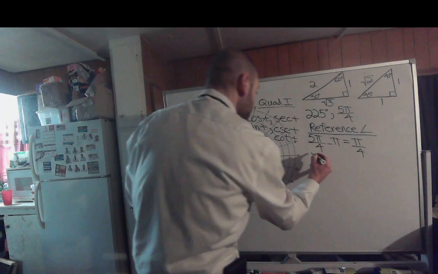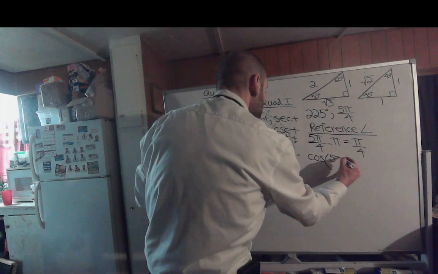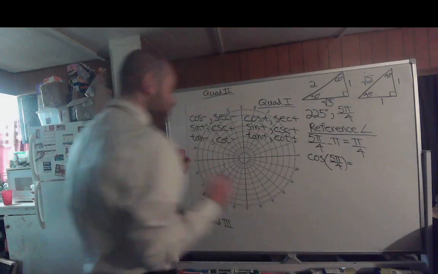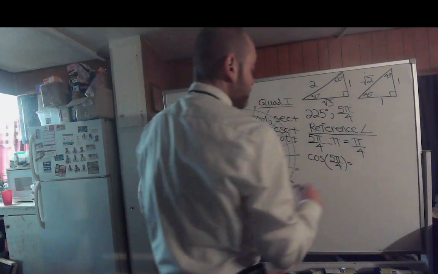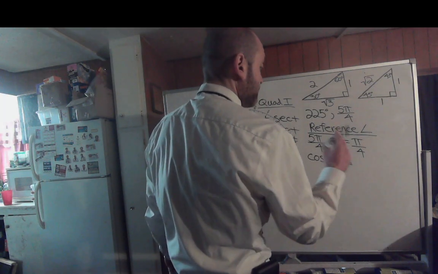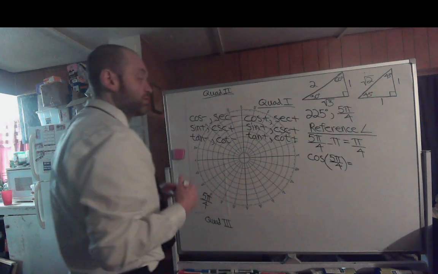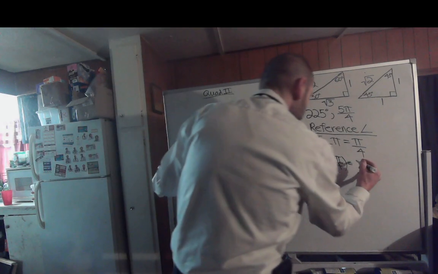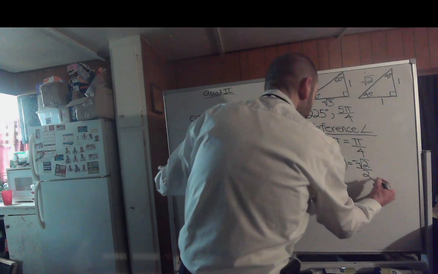So let's find the cosine of 5 pi over 4. You're going to treat it like the cosine of pi over 4, which would be square root of 2 over 2. However, in the third quadrant, your cosine's negative. So this would be negative square root of 2 over 2.